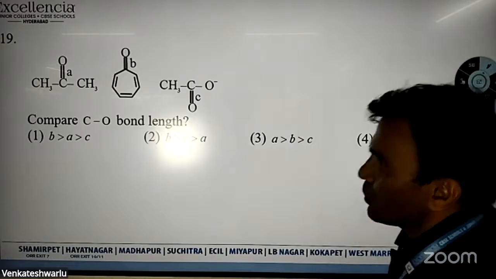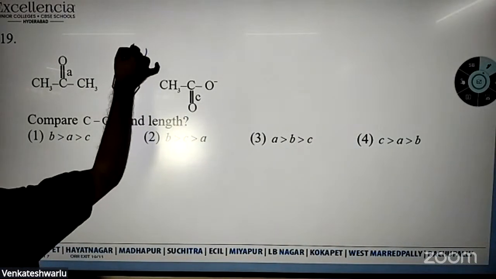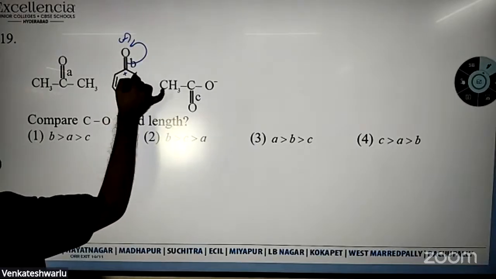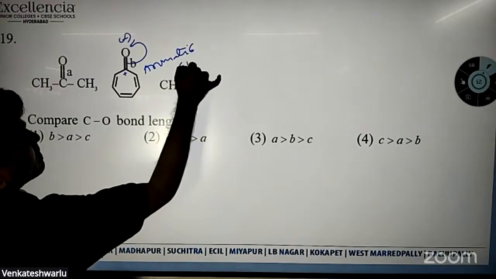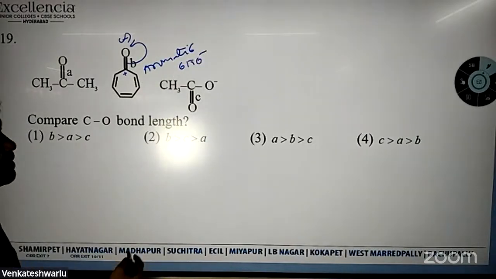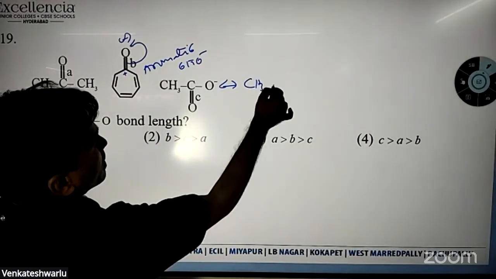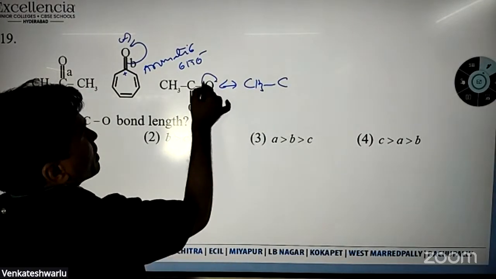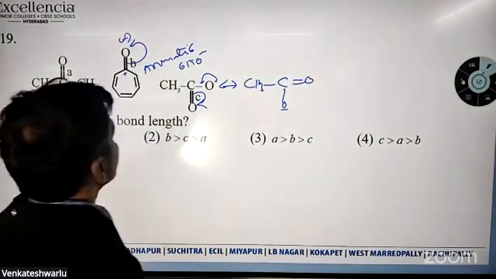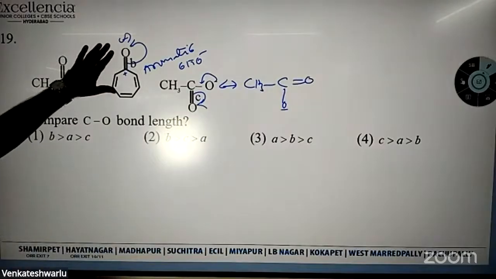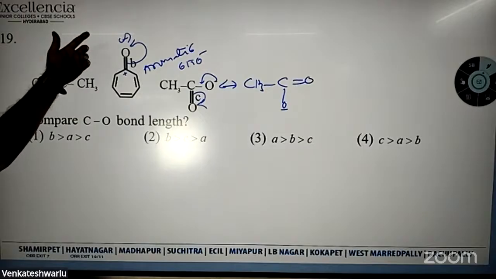So this is one of the important questions. They are asking about the CO bond. In option B, there is a negative charge and a positive charge. So this is aromatic here, because it has 6 pi electrons. Now here it is stabilized through resonance. So this carbocation is more stable because of aromaticity.